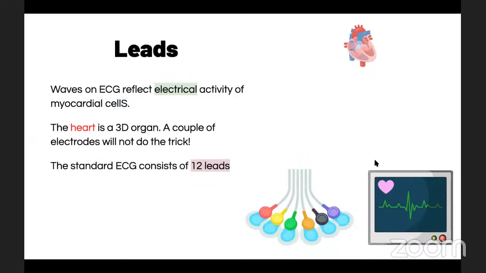Now, the heart is a three-dimensional organ. So if we only place a couple of electrodes, that will not do the trick. These are electrodes, the ones that you put on the hands or the chest. We'll discuss them in more detail in a bit, but just a few are not enough. You need 12 leads. Now you're going to ask me, Hanan, why do we need 12 leads? That's too much. I'll tell you now, and you guys are going to know by yourselves in the next part.